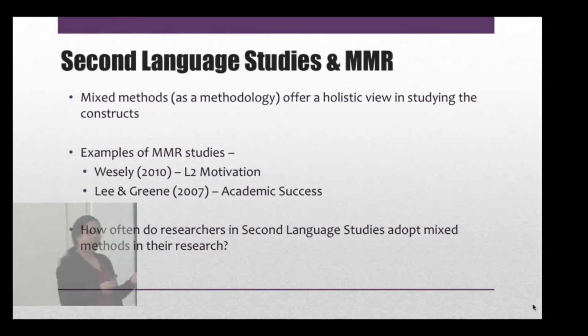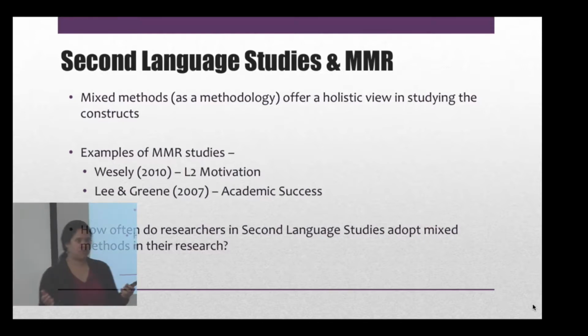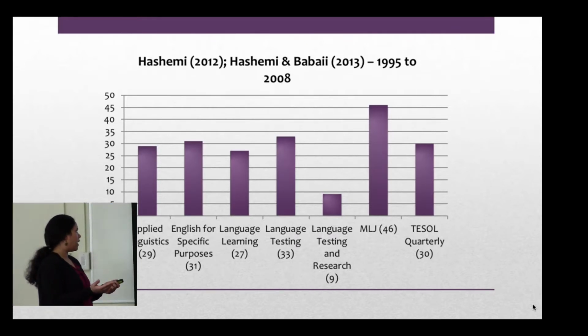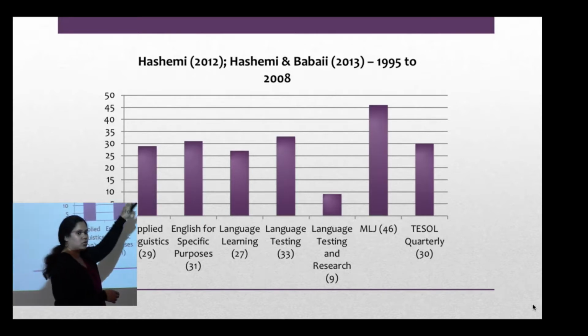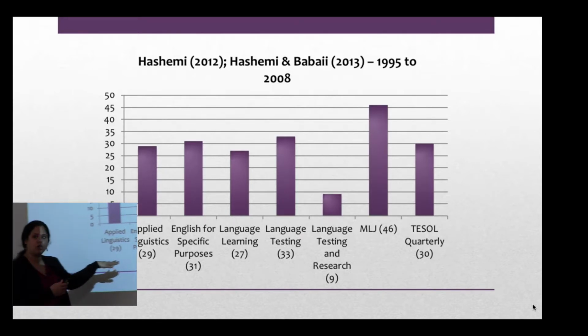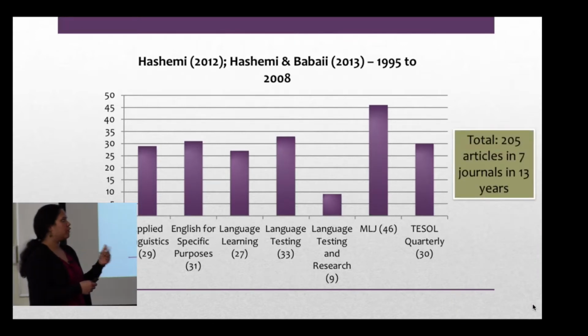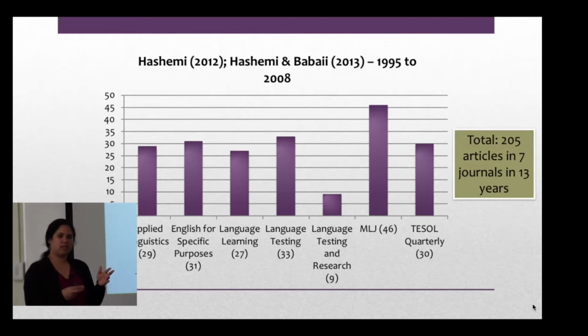So we were interested in finding more work that mixes methodologies and methods. And we did some Google searches, and we found that there were not a lot actually. So we thought we'd go back to the published journal surveys or meta-analyses that have looked at how many mixed method studies have been published. So here's one by Hashemi and Babaii, who looked from 1995 to 2008 in 7 different journals at studies that have been published using mixed methods. And they found a total of 205 articles in 7 journals in 13 years.